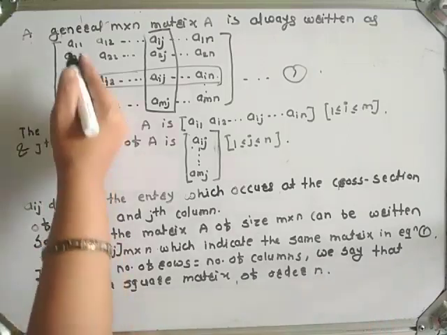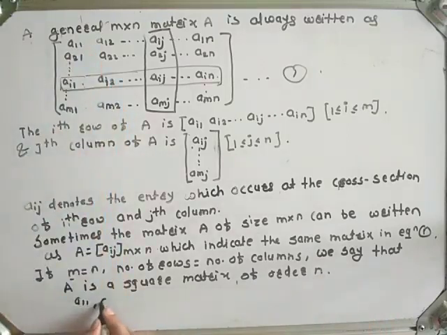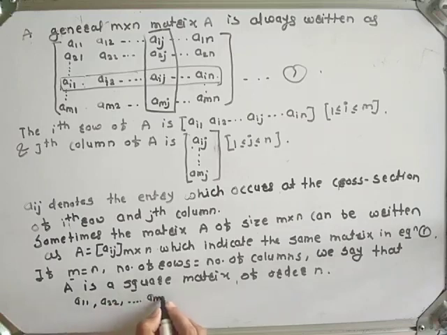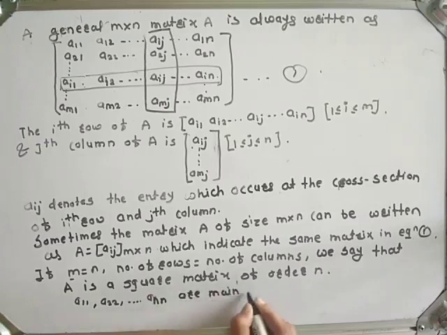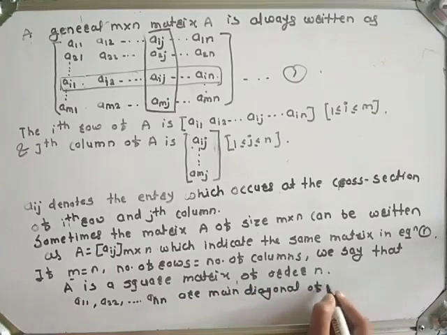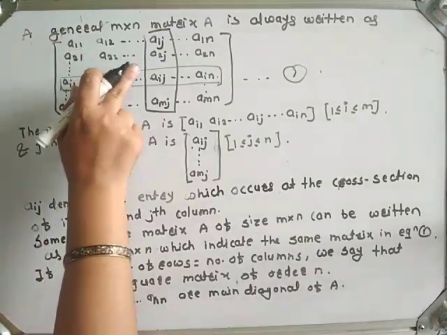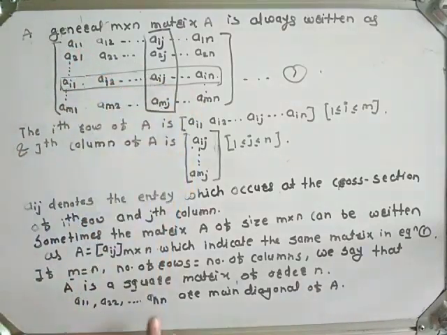See here, this A11, A22 and so on up to ANN. Here we are considering a square matrix. So A11, A22, and so on up to ANN are the main diagonal of A. Which are the diagonal? A11, A22, A33 and so on up to ANN are diagonal.